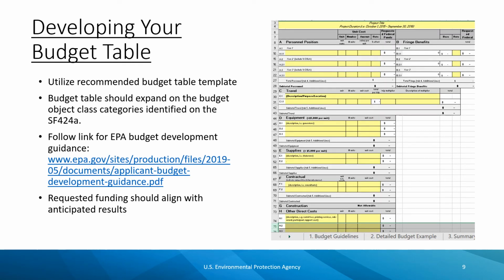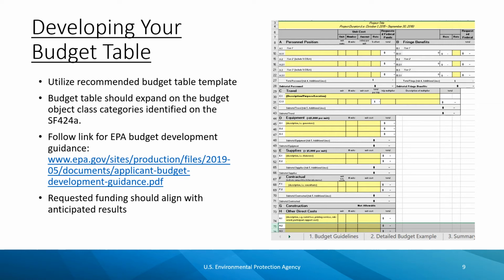Next, we will discuss developing your budget table. Following the Healthy and Resilient Gulf 2021 link on GMD's webpage, there is a recommended budget table template, which is pictured on this slide. Utilizing this template in conjunction with the budget narrative will ensure the application has all of the information needed to evaluate the budget section of the project. This budget table provides more detail on the cost identified on the SF424A form.